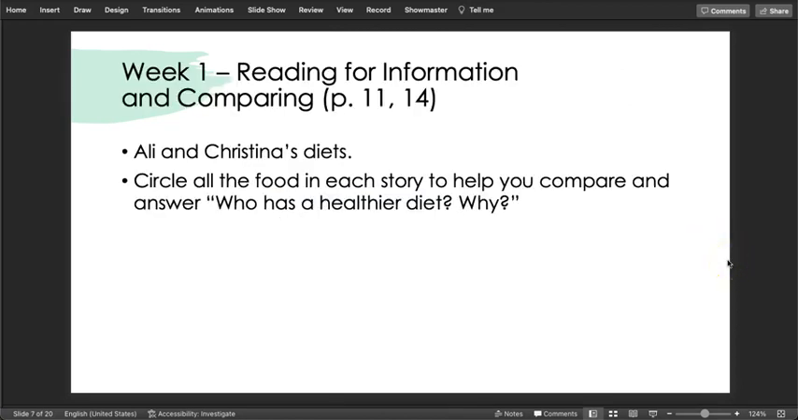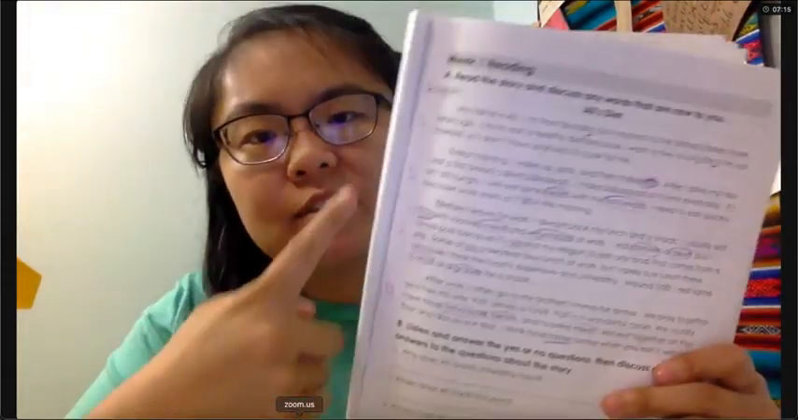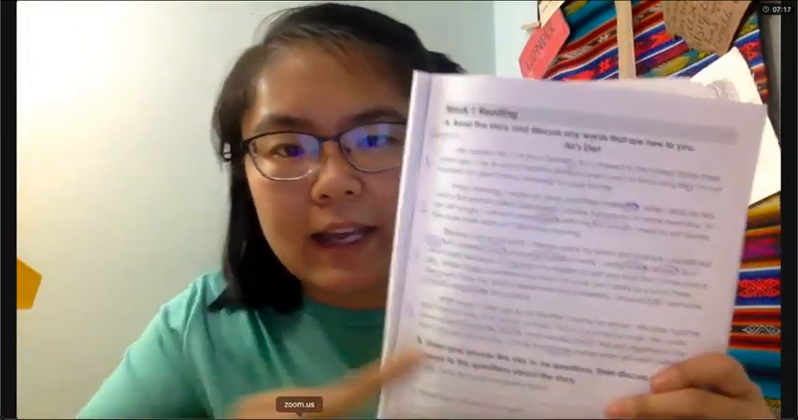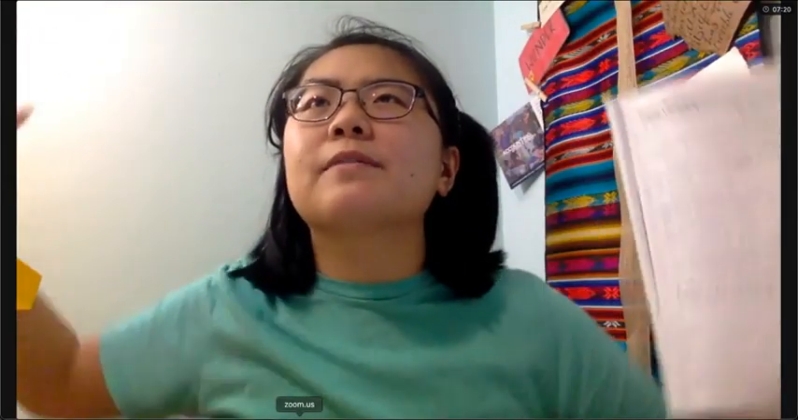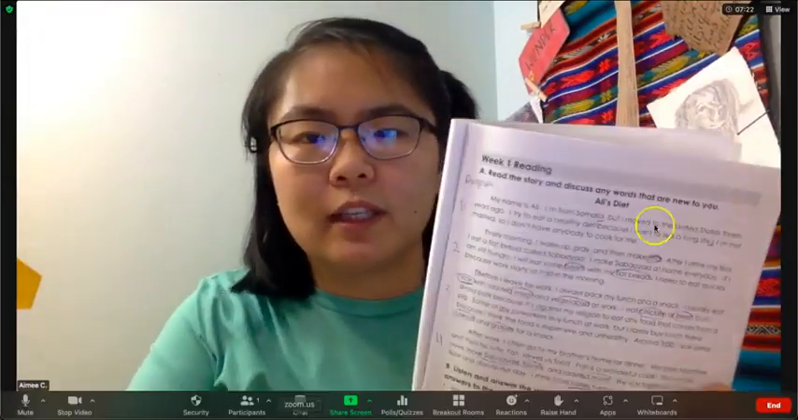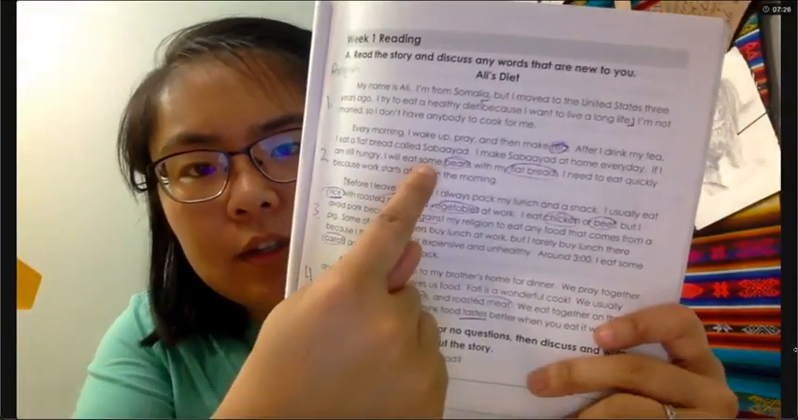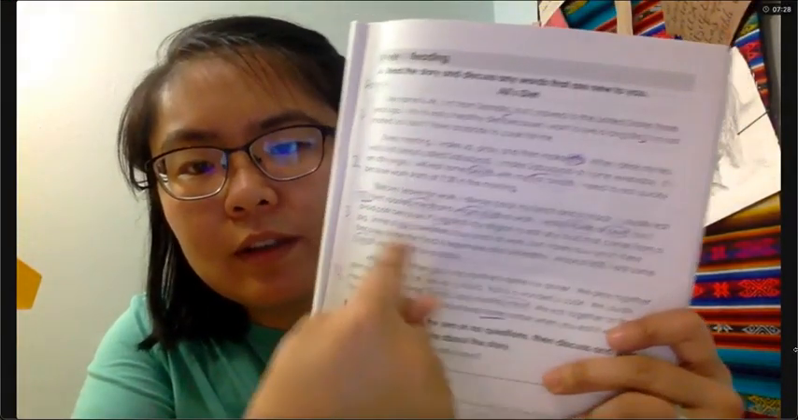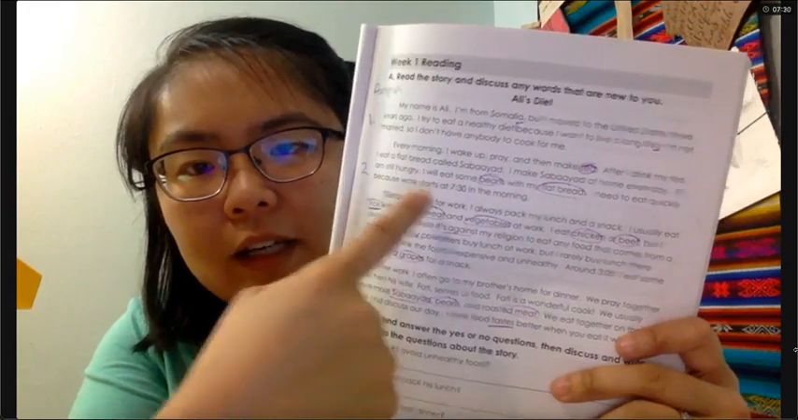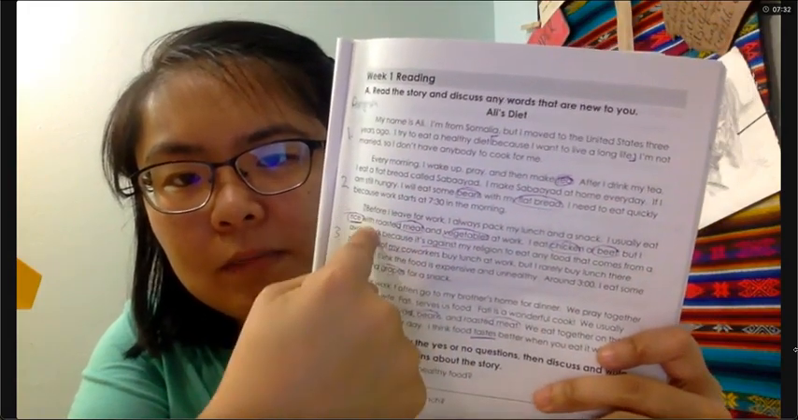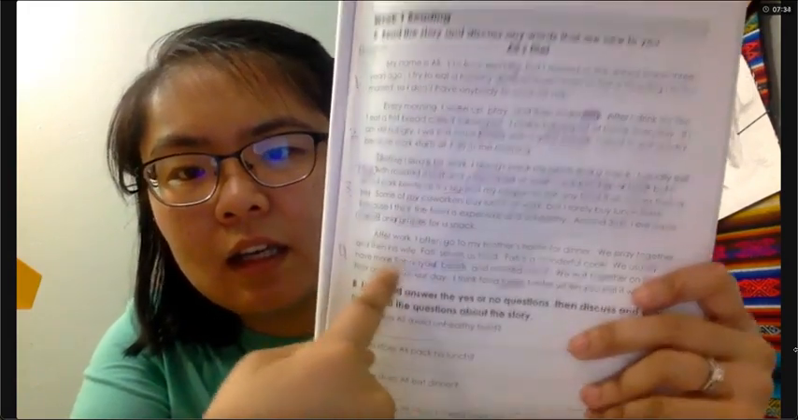All right, moving on. We did reading and comparing diets. So on page 11, we read about a man named Ali and his diet. Remember, a diet is everything you eat in general, in this case. What helped me was going through and circling the food that Ali talks about, right? He eats beans, vegetables, meat, chicken, rice, some beef.